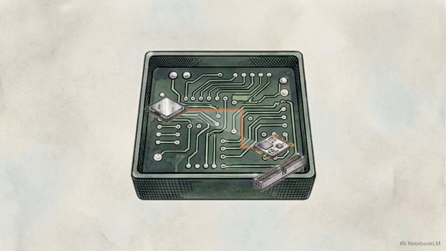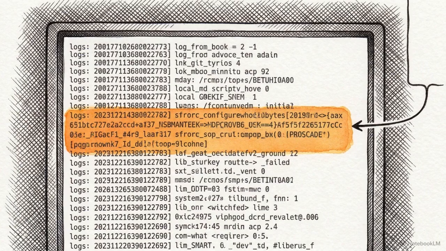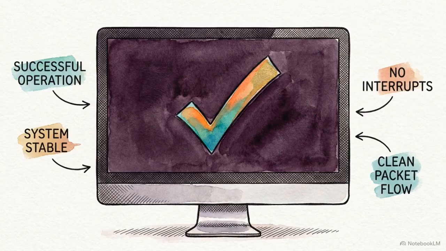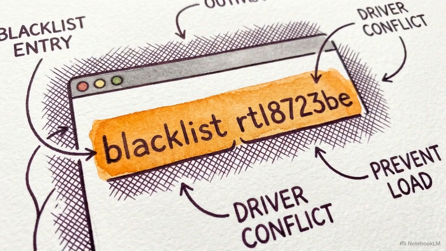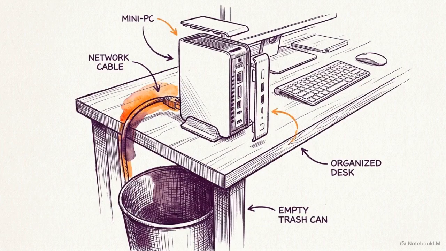A hidden hardware conflict is generating a massive error storm that crashes the system in the background. We'll find the component using logs, bypass the storm to finish installation, and apply a permanent driver blacklist. Learning this diagnostic process prevents perfectly capable legacy hardware from being unnecessarily thrown in the trash.